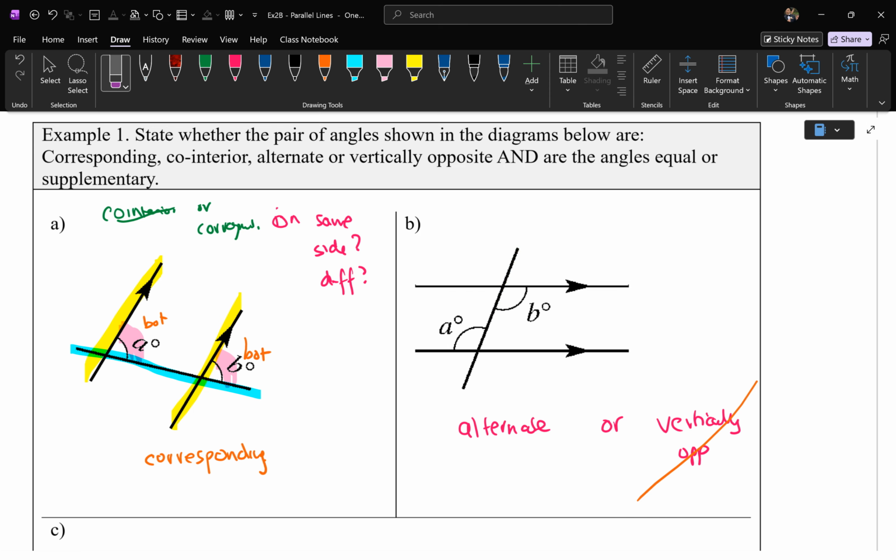Then we test, is it alternate then? Let's have a look at this one. Is B on the inside or the outside of the parallel lines? Inside. So this is inside, and then for it to be alternate, angle A also has to be inside as well. Is A inside? So it must be alternate because it's inside, and they're both on different sides of the transversal line. Does that make sense? So first question is always, is it on the same side of the transversal line or not? Then it reduces your options down to 50%.